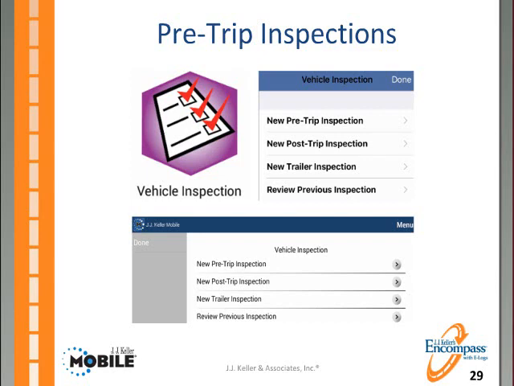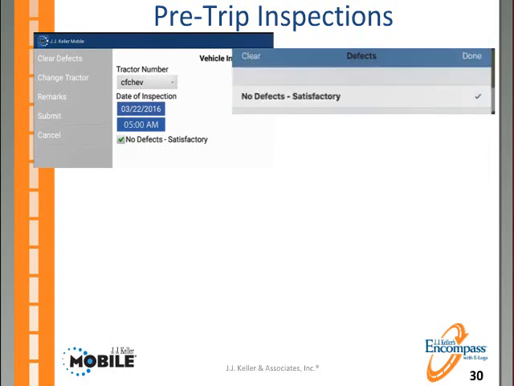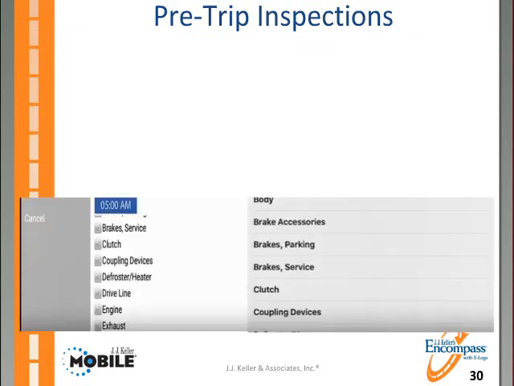Now to start, let's talk about a pre-trip DVIR. Now the app is going to default to no defects satisfactory. In the event that there are no defects, the driver would just click on Submit. Now, however, in an iOS device, if there are defects, you're going to need to select the No Defects option and then unselect it. Now, that being said, you'll also have this option directly on the screen if you're looking at an Android device. In either case, you're going to go ahead and unselect that check mark.